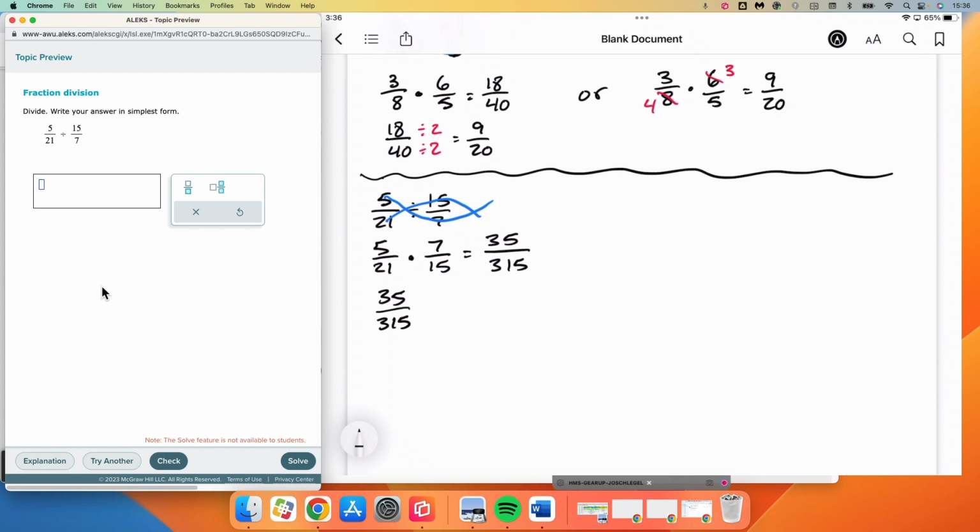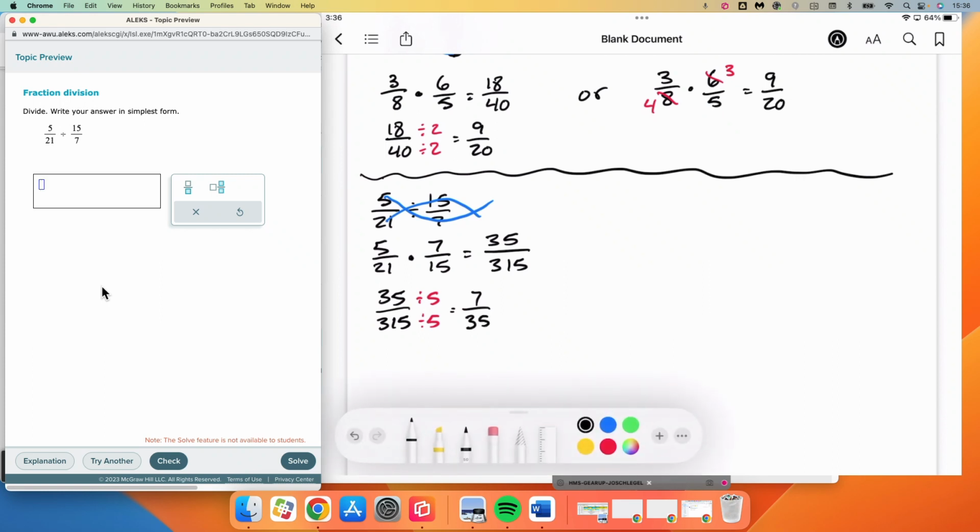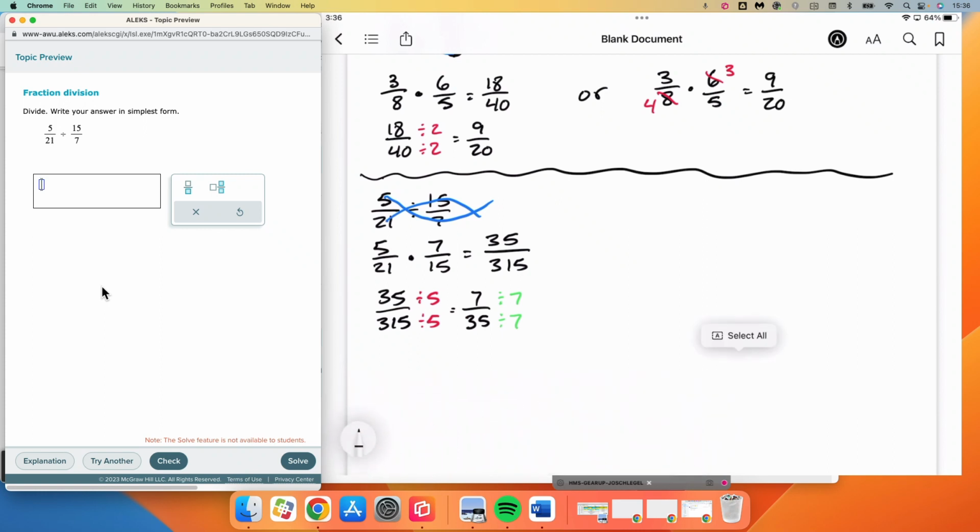I'm going to pretend that I didn't notice that though, and that I just noticed that they're both divisible by 5. I get 7/35. Then I notice again that they are both divisible by 7. And I end up with 1/5.